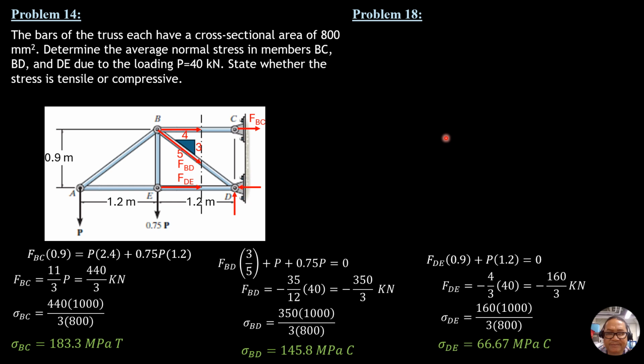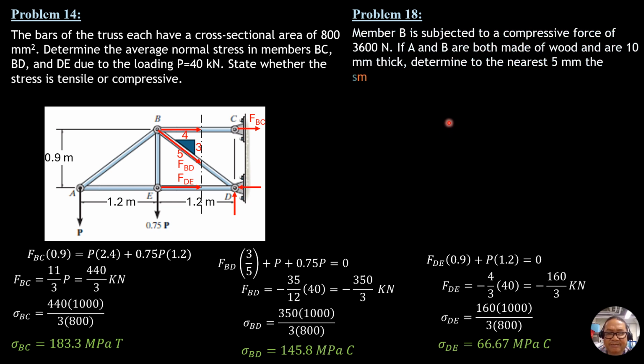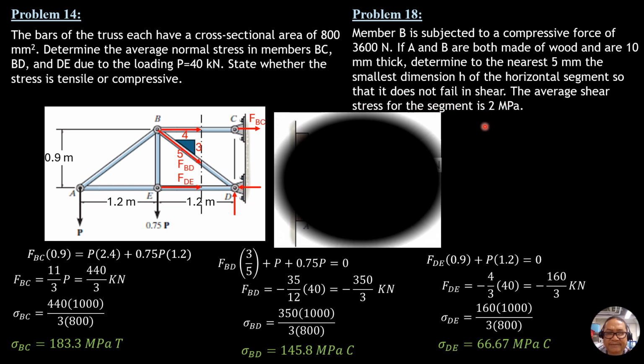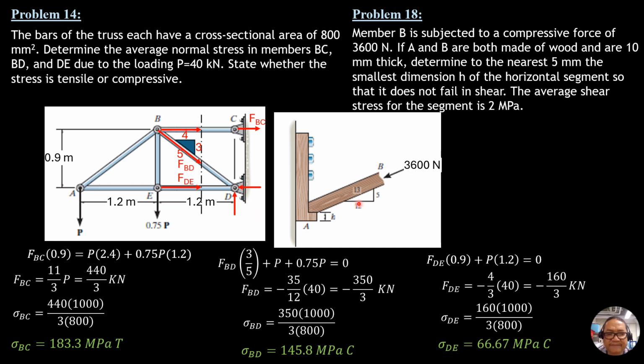Next problem, this is problem 18. Member B is subjected to a compressive force of 3,600 newtons. If A and B are both made of wood and are 10 mm thick, determine, to the nearest 5 mm, the smallest dimension h of the horizontal segment so that it does not fail in shear. The average shear stress for the segment is 2 megapascals. So this is the figure, and this is critical in shearing.